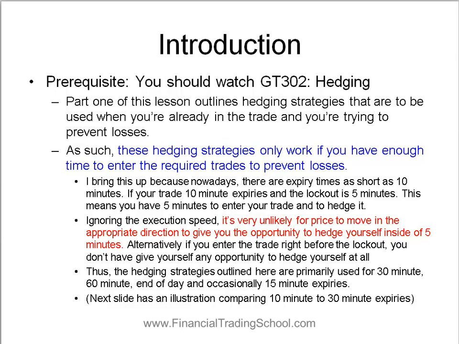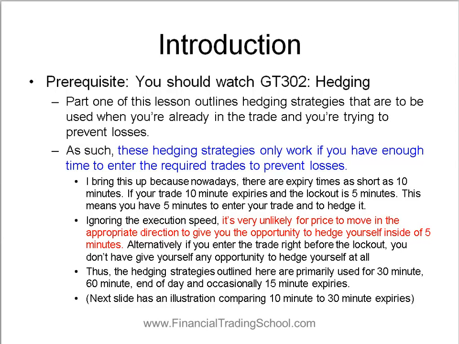I bring this up because nowadays there are expiry times as short as 10 minutes. So if you're trading 10-minute expiries and the lockout is 5 minutes, this means you only have 5 minutes to enter your trade and to hedge it with a second trade. So ignoring how fast you execute the trade, it's very unlikely for price to move in the appropriate direction to give you the opportunity to hedge yourself inside of 5 minutes.